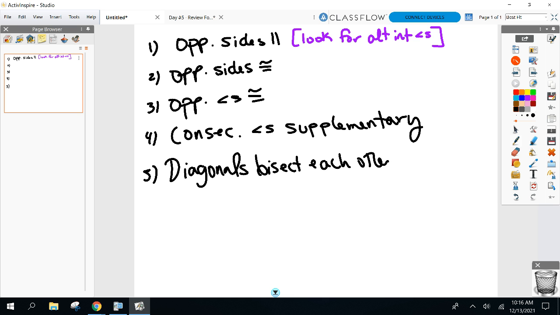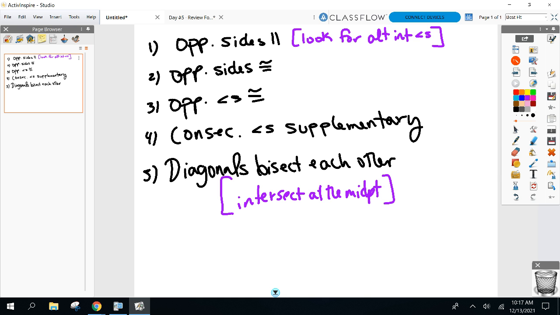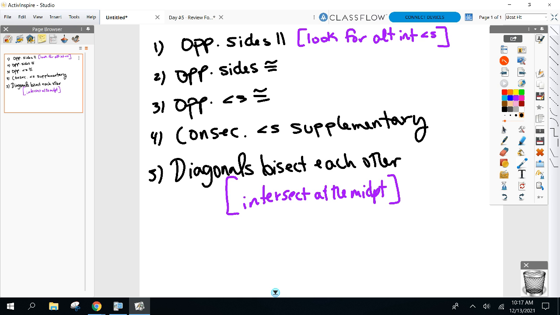And also I'm going to put here, what do we call that intersection point of the diagonals? Midpoint. That's the midpoint, right? That is the midpoint. Intersect at the midpoint. All right, more than that tomorrow.